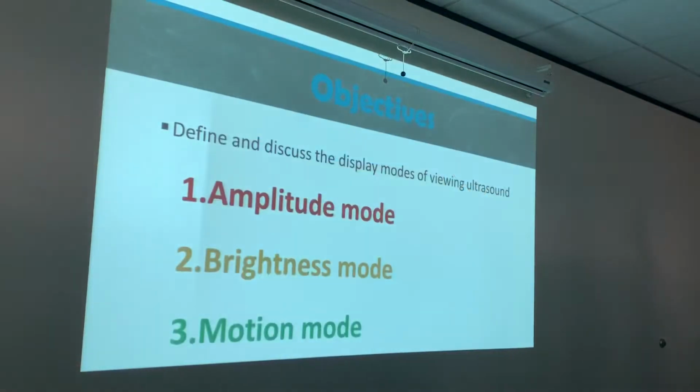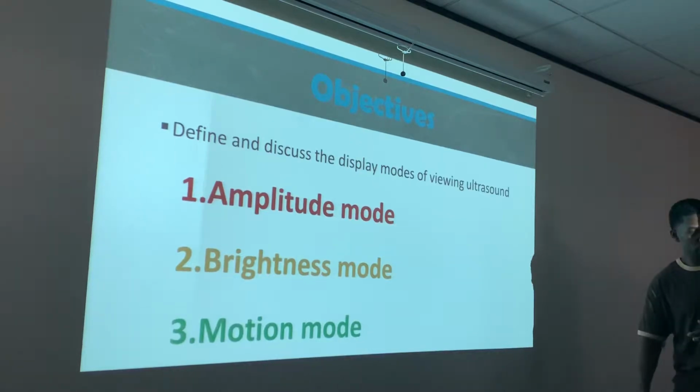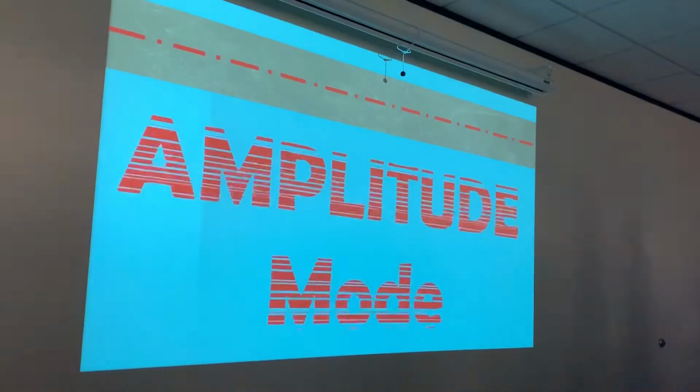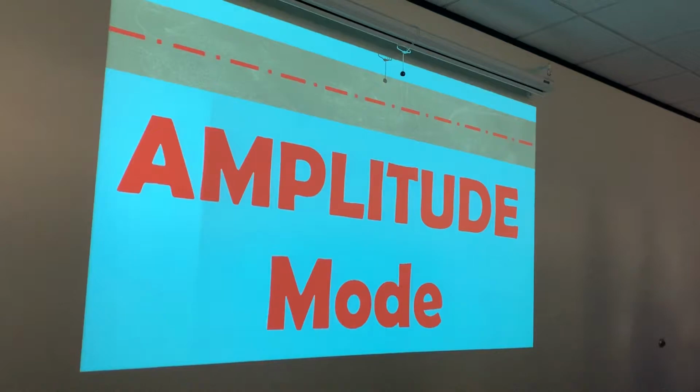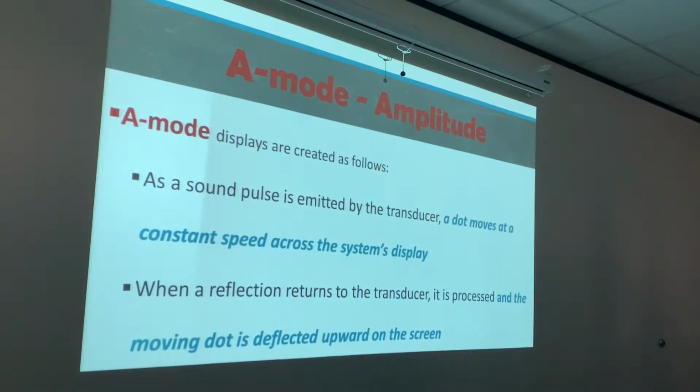Okay. So we're going to define and discuss the display modes of ultrasound. Again, those are amplitude mode, brightness mode, motion mode. Amplitude mode is the first one. A mode displays are created as follows, guys.